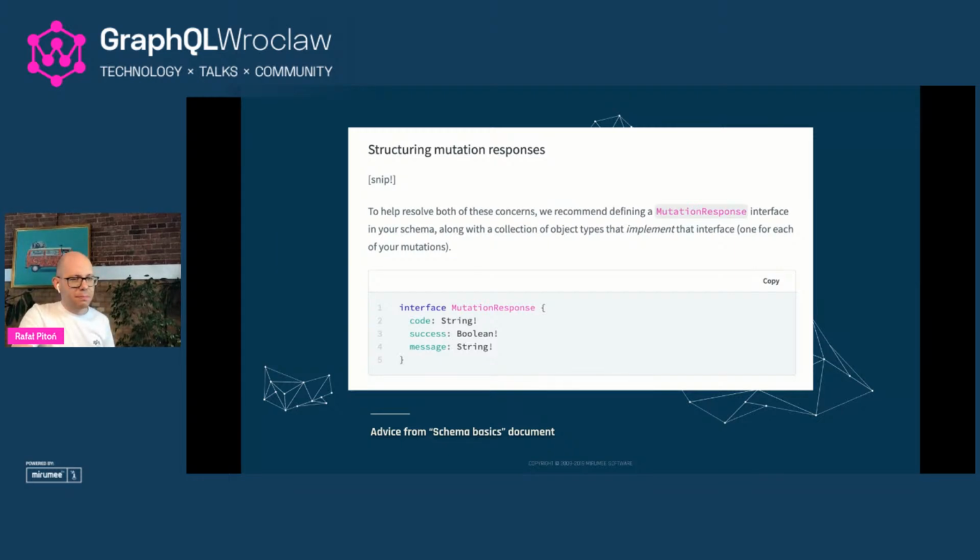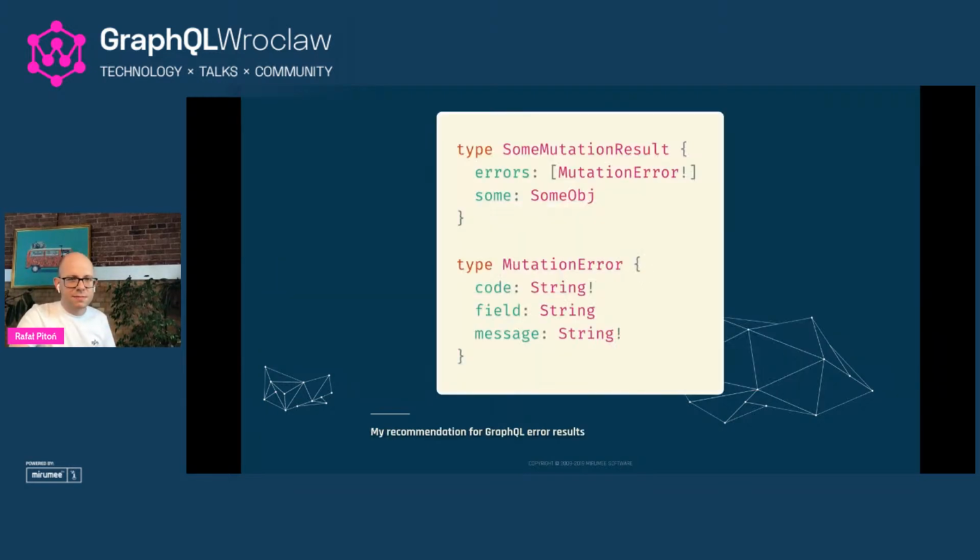In this document, they are recommending the approach to report mutation results like this. So it's a good start for error reporting, but I have settled on a better pattern that, for example, supports returning multiple errors for a single mutation. For example, when your mutation is servicing the form validation. So here are the 2 types that you need to implement this pattern.